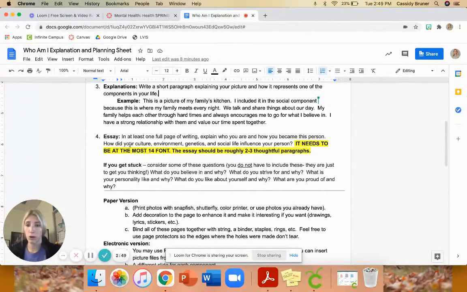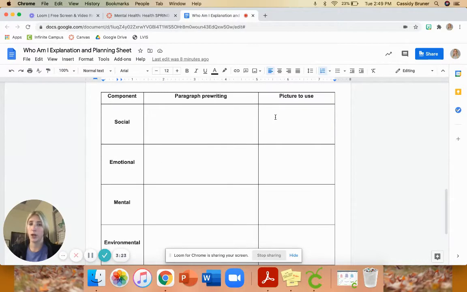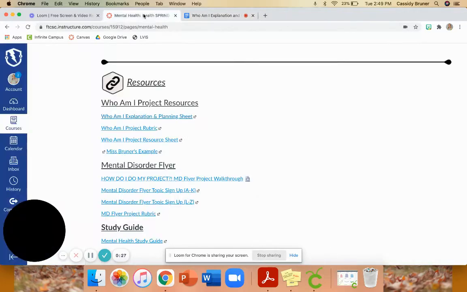Then the last part of the project is the essay. You have to include at least 1 full page of writing explaining who you are, how you became this person, how did your culture, environment, genetics, and social life influence you as a person. On your slide, it needs to be at the most 14 font. So don't think that you can put it to font 30 and fill up the slide and say, oh, I did the whole slide. It needs to be roughly 2 to 3 thoughtful paragraphs. So there's that. If you wanted to make a copy of this and you were like, oh, I have this picture, I can put this paragraph there, you can do that, but you don't have to use that.